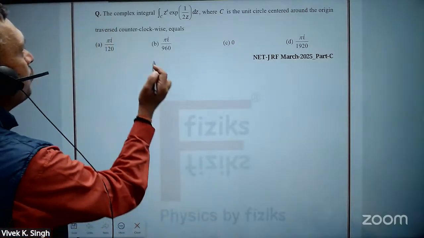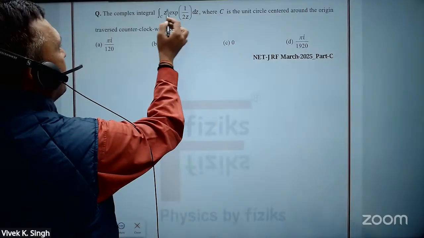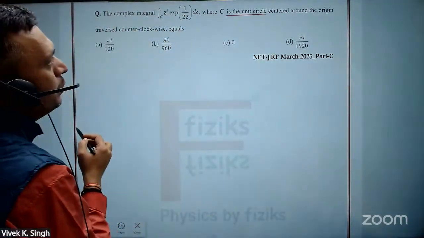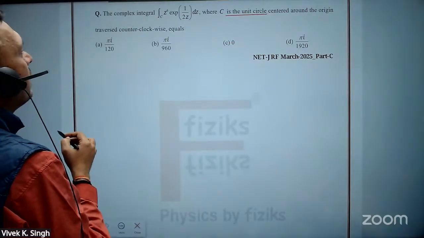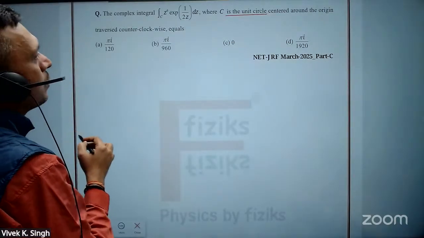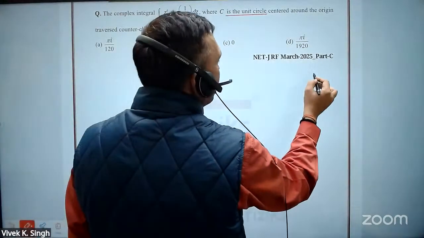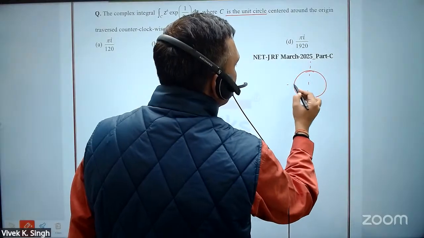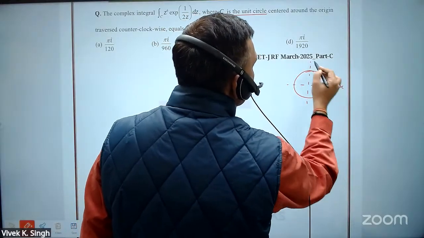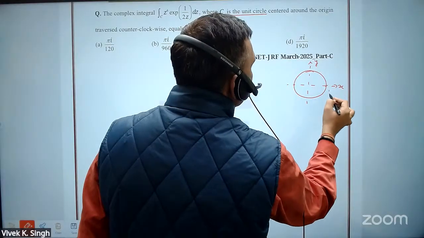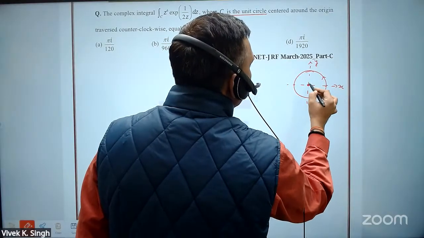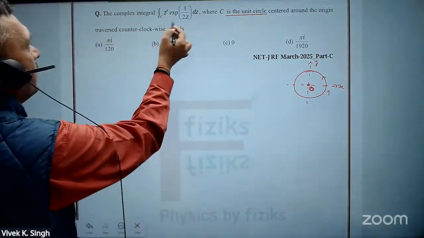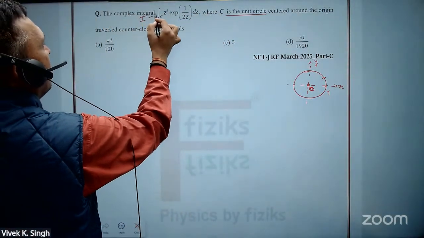You have to find the complex integral. This integral you have to find where C is the unit circle centered at the origin, traversed counterclockwise. So the unit circle is there in the XY plane. This is X and Y. This is 1 and this will be 0 here. And let's see this integral I that we have to find.